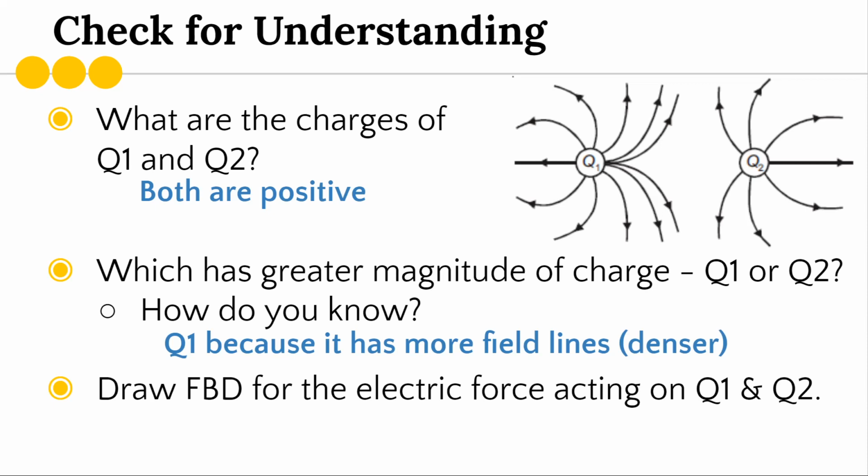Okay, let's try this. We haven't done this yet. Let's draw a free body diagram for the electric force acting on Q1 and Q2. So, first of all, should these two charges attract or repel each other? I just heard it back there. They should repel. So when I draw this, I'm going to draw it so that my forces are repelling each other. Now, actually I had it up there, but which one should have a greater force?